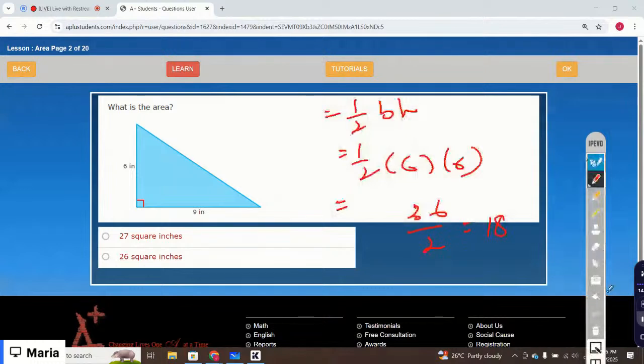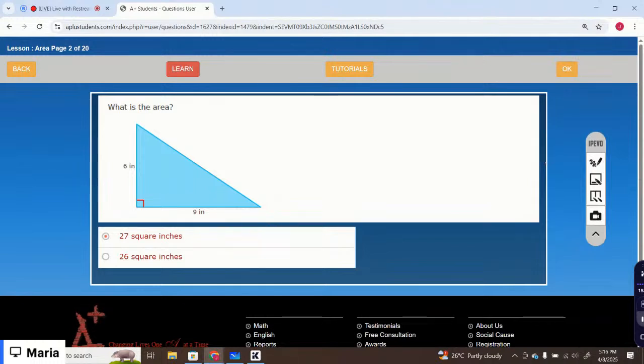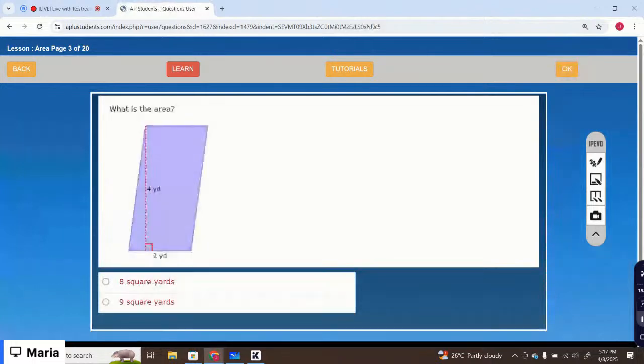Okay, so we have to use the formula to calculate the area of a triangle, right? 1 by 2 times 6 times 9. So 2 times 3 is 6 and 9 times 3 is 27. So the correct option is 27 square inches. Option number 1 is the correct option. That is 27 square inches. Okay, what is the area? So which is the correct option?